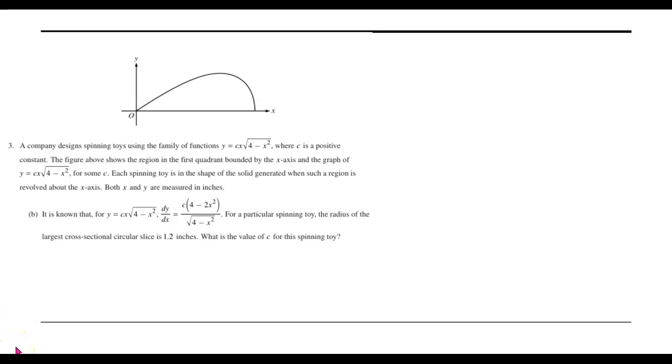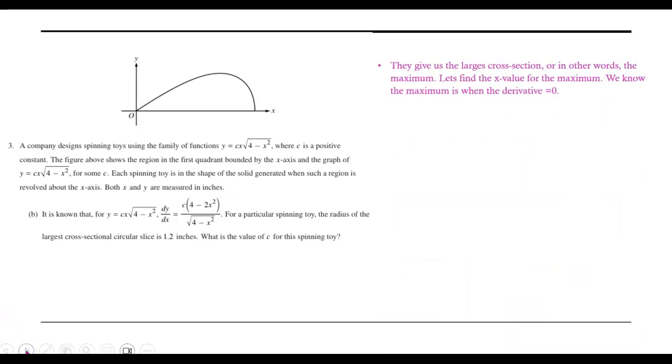So remember what I always say, go back to the basics of the question. They're telling you the largest cross-sectional circular slice, right? In other words, they're giving us a maximum. So let's find the x value for the maximum. We know we're going to have a maximum whenever the derivative equals 0, which means we can set dy over dx equal to 0. Now remember that whenever a rational expression equals 0, that means the numerator is equal to 0.